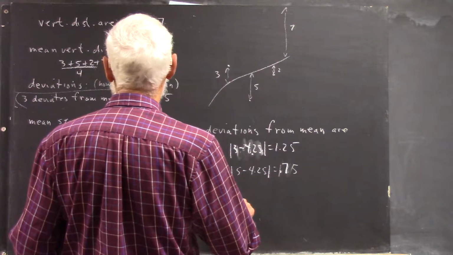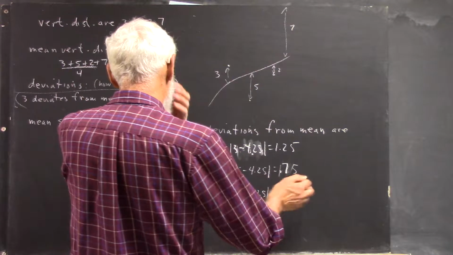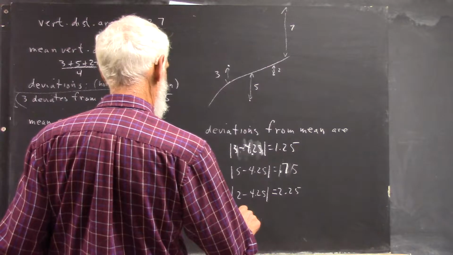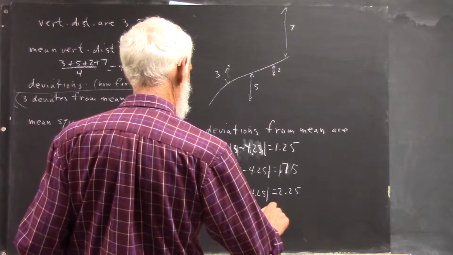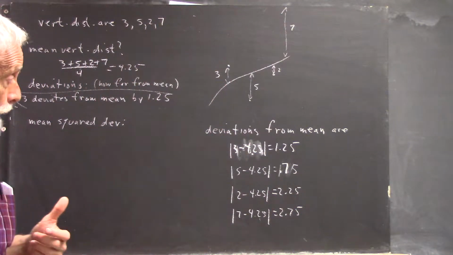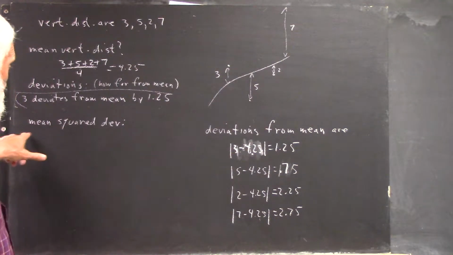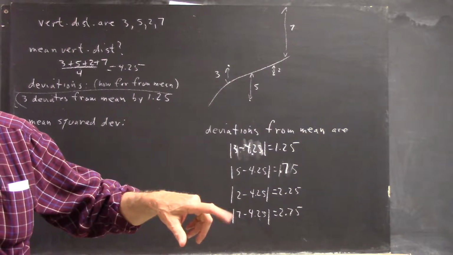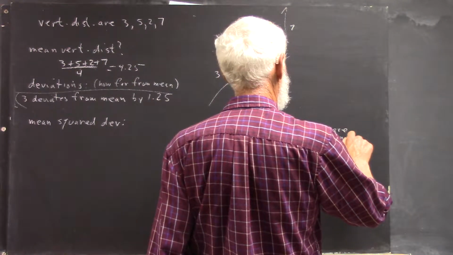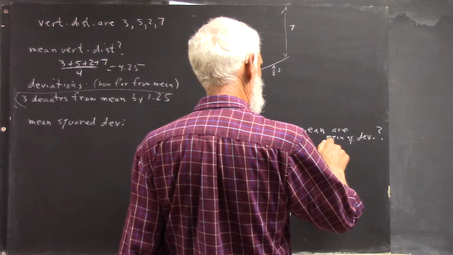Then we have 2 minus 4.25, absolute value, and that's 2.25. And we have absolute value of 7 minus 4.25, which is 2.75. So the squared deviations, because we want the mean of the squared deviations. Well, first we get the squared deviations.